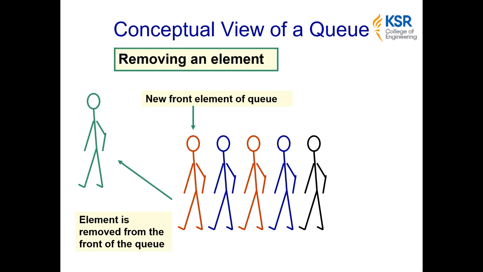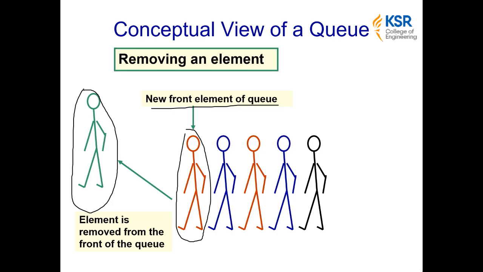Now we are going to remove an element from the queue. Only at the front end is an element going to be deleted, not at the rear end. The first element is this person, so this person will be removed from the queue first. Next, the next element to be deleted will be this person, and so on, until the queue is empty.